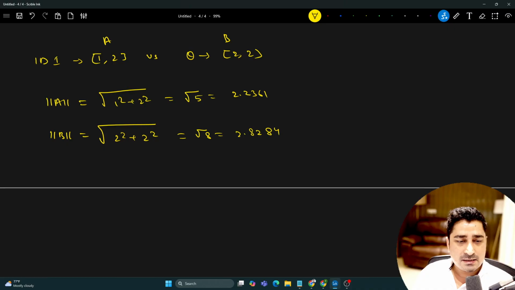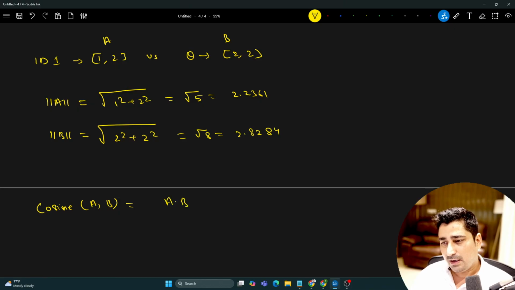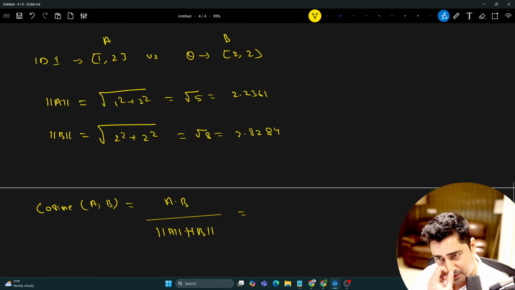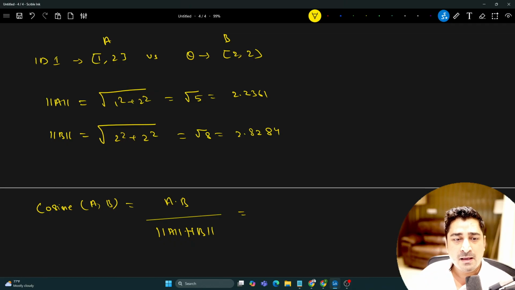Now let's find the cosine similarity. Cosine similarity between vectors A and B is nothing but the dot product of A and B divided by the magnitude of A into the magnitude of B. This is called cosine similarity. Now what is the dot product of A and B? Because the denominator we are able to find anyhow, so we can put up this denominator, but what is the numerator, by the way? The numerator dot product is nothing but, right?